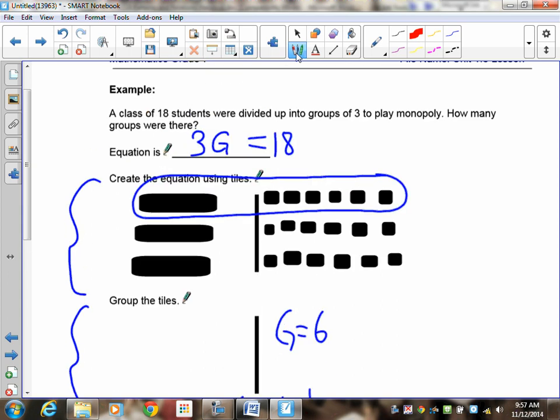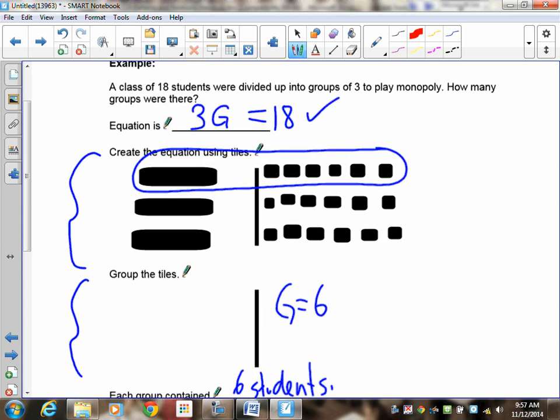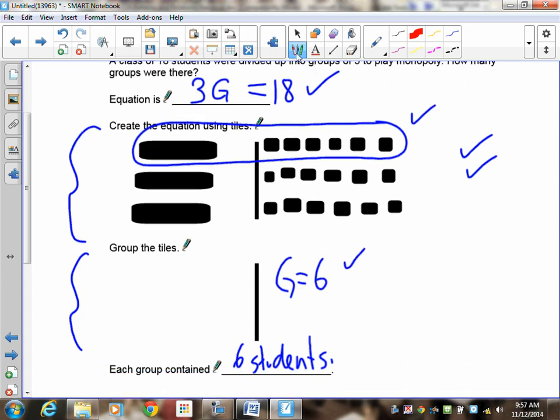Okay, how am I going to mark this? Come up with the equation, draw the tiles, group it, circle it, tell me what it means, and of course give me a sentence. Now you'll notice in this case I've got 6 marks here. All right. Any questions on this one? Well, I guess you can't ask.